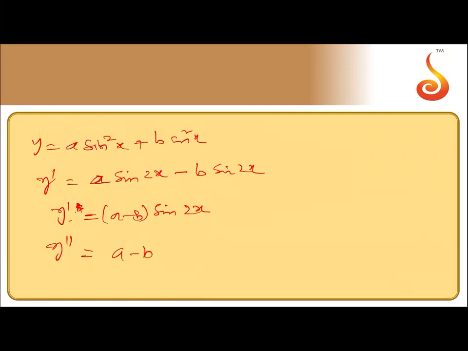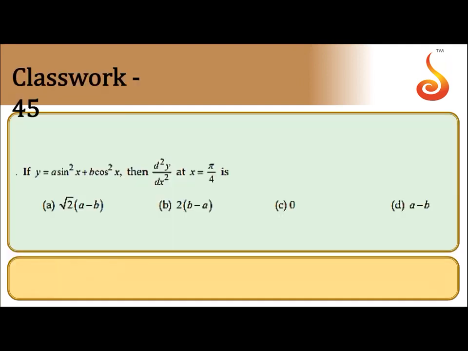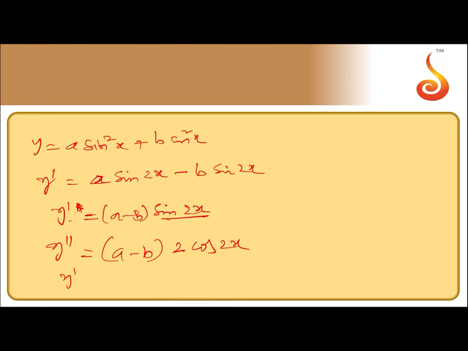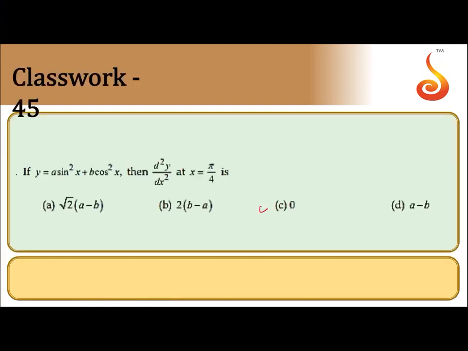Second derivative is equal to a minus b multiplied by the derivative of sine 2x, which is 2 cos 2x. And that second order derivative at x equals pi by 4 we require. Y double dash at x equals pi by 4: when you substitute pi by 4, you will get cos pi by 2. Cos pi by 2 is equal to 0. So the answer is equal to 0. So the answer is C.